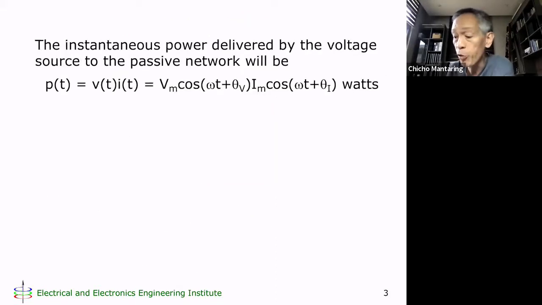What's our formula for power? Power is equal to V times I. You learned that in the first week of this course. Power is voltage times current. So this is my expression for voltage, Vm cos(ωt + θv). This is my expression for current. I multiply those two together, and I'm going to get what is called the instantaneous power. This is an expression for power which is a function of time. Naturally, it will be a function of time because my voltage is a function of time and my current is a function of time.